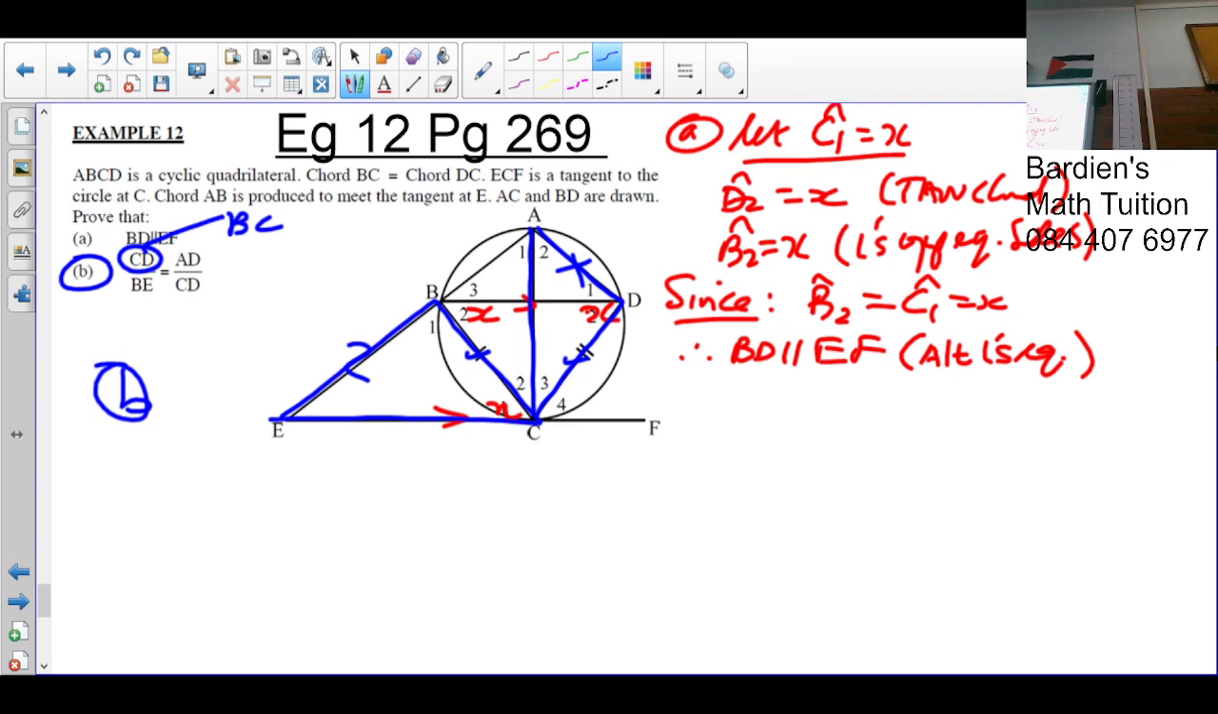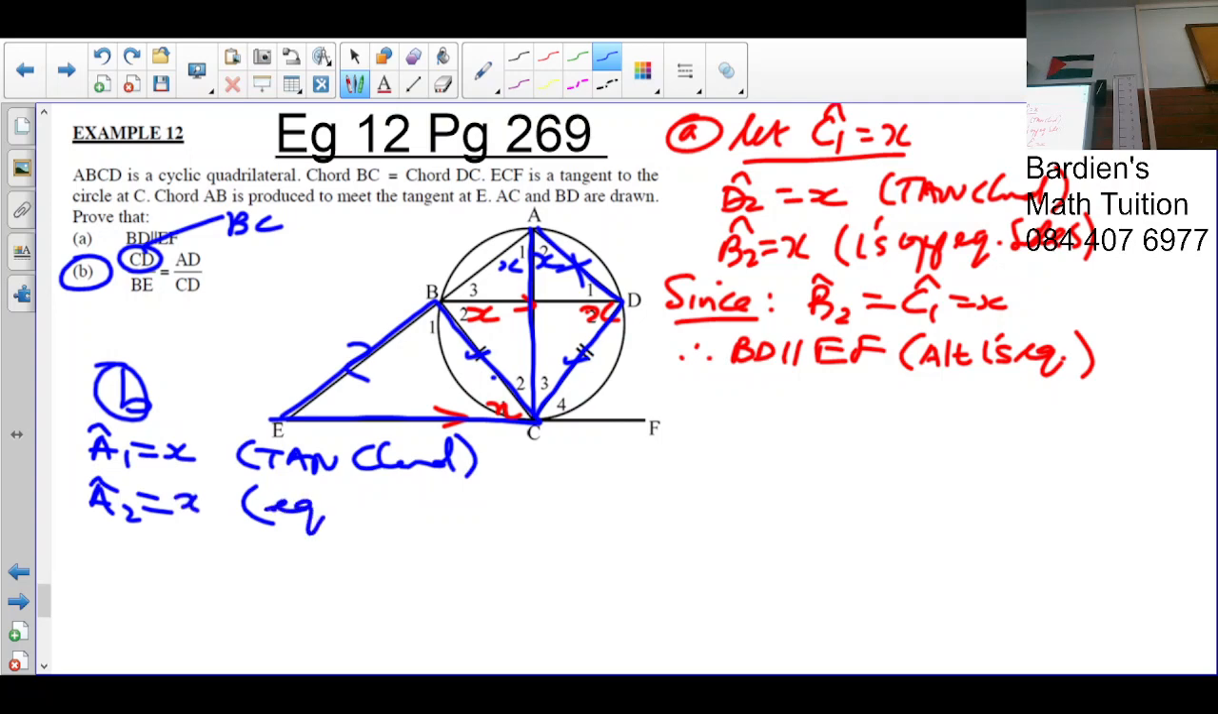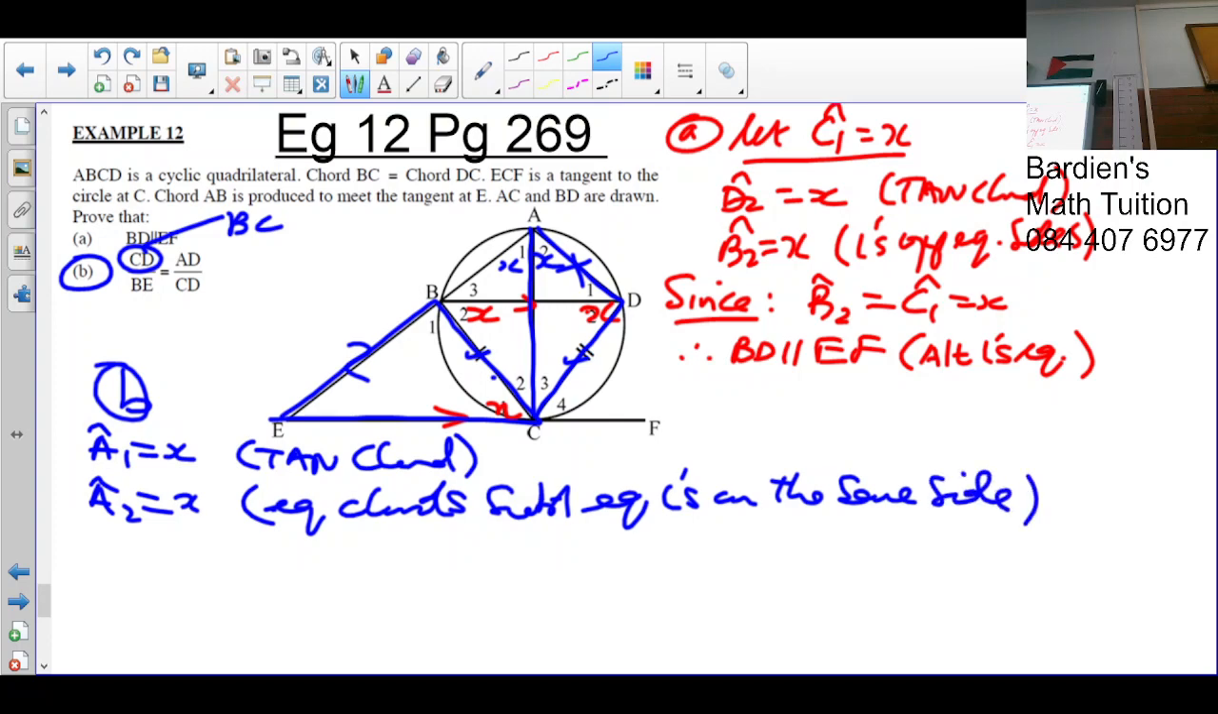So we're going to say that firstly A1 is also equal to X. Why is A1 equal to X? Tan chord theorem. Then A1 is equal to A2, which is equal to X. Why? I told you earlier on, equal chords subtend equal angles on the same side, because BC is equal to DC. Therefore C1 is equal to A2, which is equal to X. So there we got one angle. That's why we need two marks in the back.